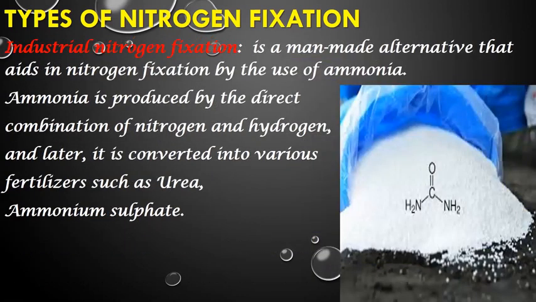Another process of nitrogen fixation is industrial nitrogen fixation. It is a man-made alternative that aids in nitrogen fixation by the use of ammonia. Ammonia is produced by the direct combination of nitrogen and hydrogen, and later it is converted into various fertilizers such as urea, ammonium sulfate, etc.